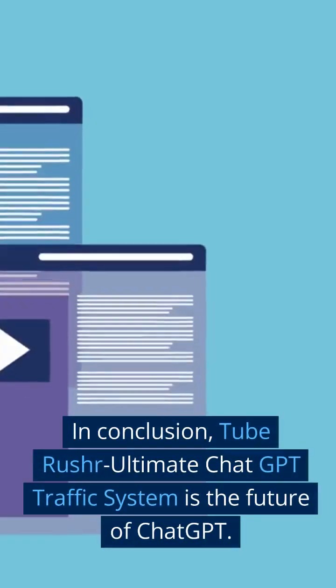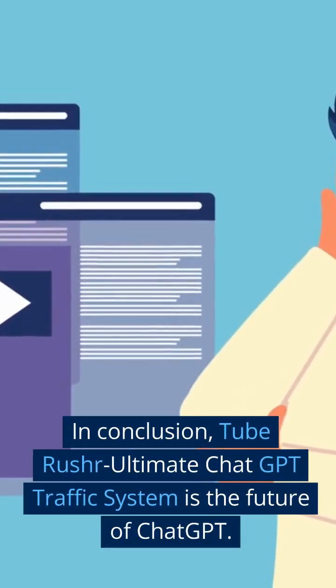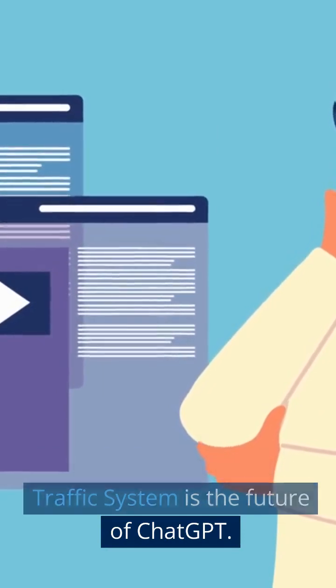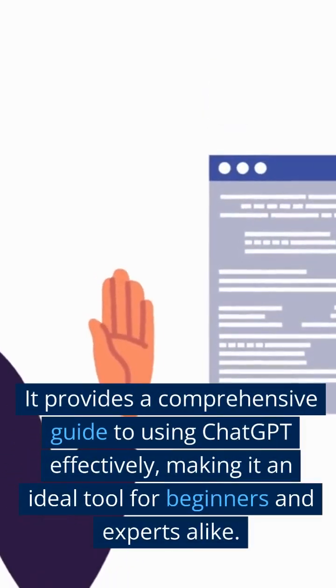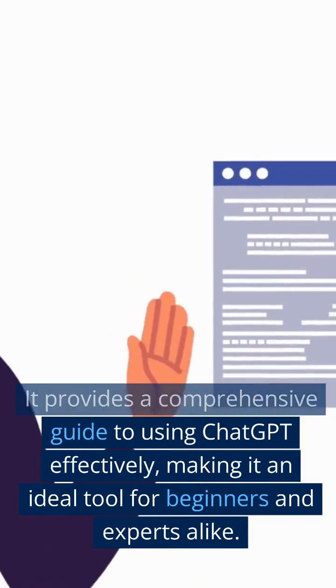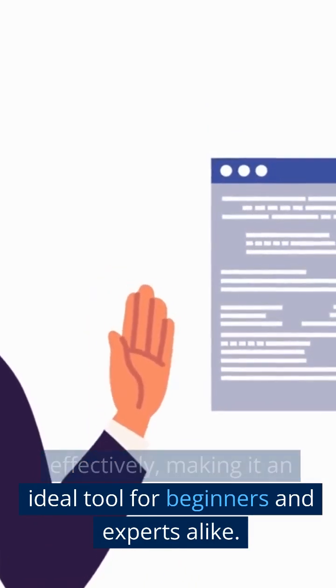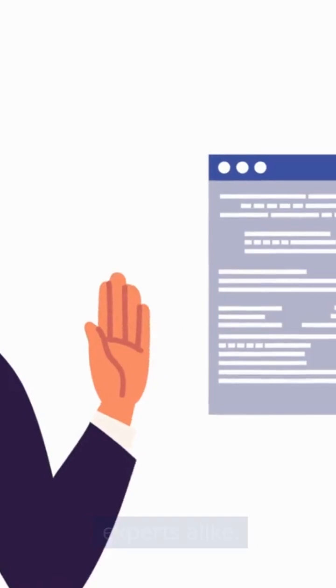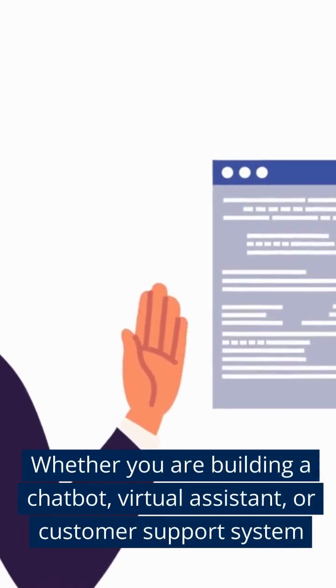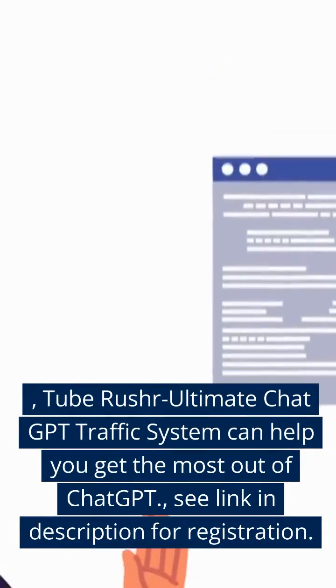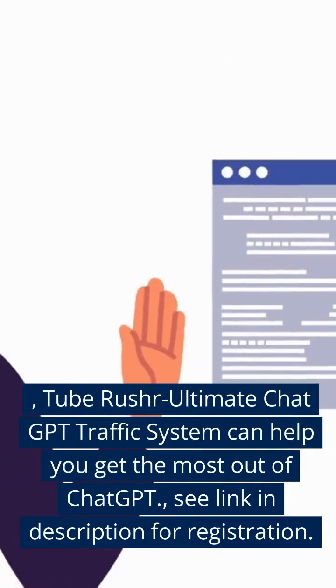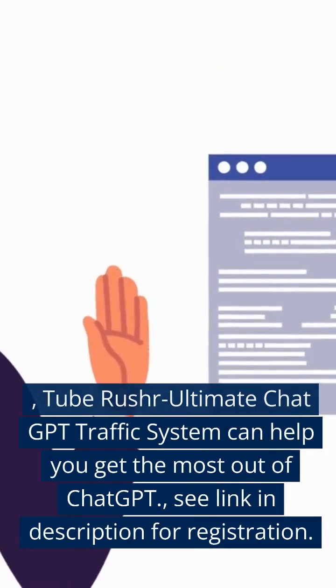In conclusion, Rushr-Ultimate Chat GPT Traffic System is the future of Chat GPT. It provides a comprehensive guide to using Chat GPT effectively, making it an ideal tool for beginners and experts alike. Whether you are building a chatbot, virtual assistant, or customer support system, Rushr-Ultimate Chat GPT Traffic System can help you get the most out of Chat GPT.